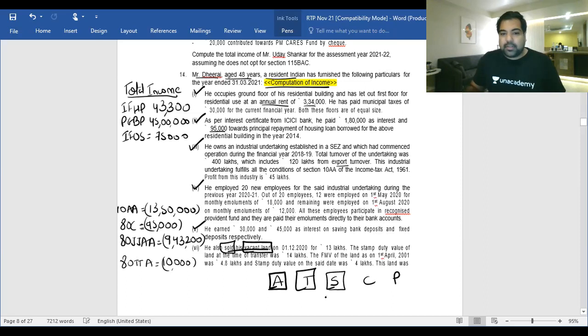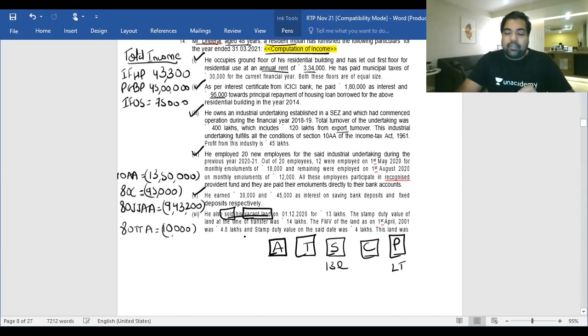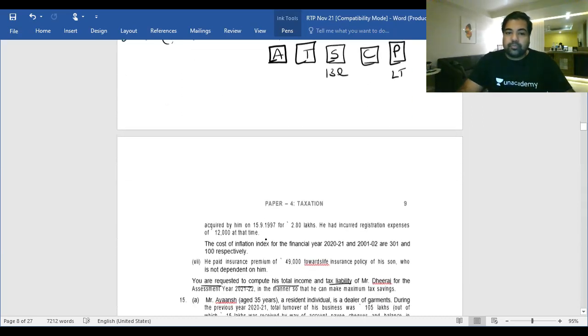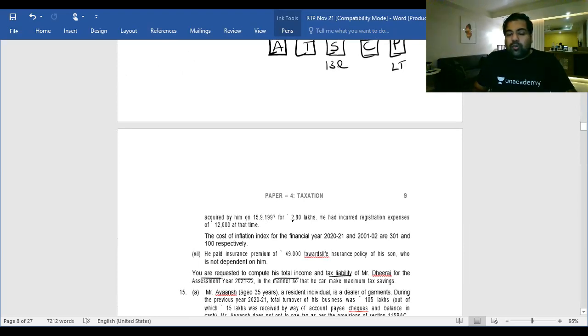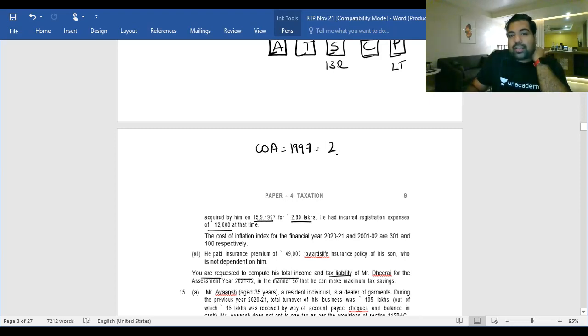What is the sale price? The sale price is 13 lakhs. What is the cost price? And what is the period of holding? Period of holding is more than 2 years, definitely, because it was bought many, many years back, and hence it is long-term. So we know the sale price. We just need to find out the cost, and then we'll see what next. It was acquired for him for 2.8 lakhs many, many years back, and he had also incurred 12,000 as registration. So his original cost of acquisition in 1997 was 2,92,000.